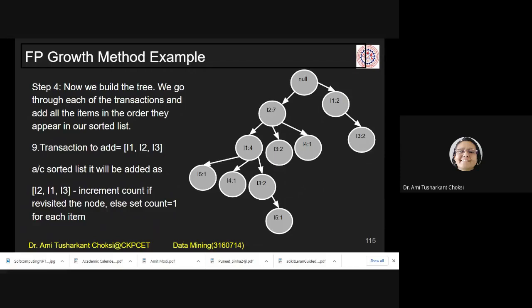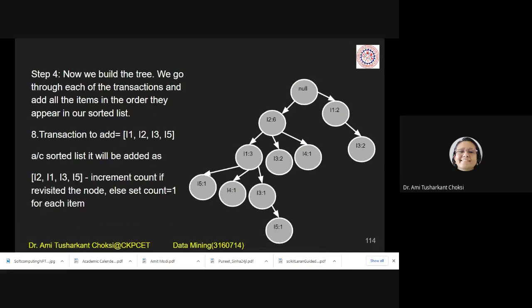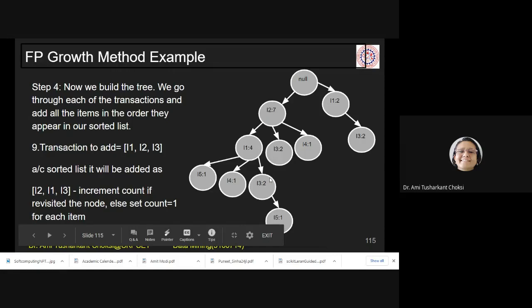Next transaction is I1, I2, I3, but according to the sorted list, it is I2, I1, I3. So let's see from this. Null. I2 incremented. Then I1 incremented. I3, yes, this path is also there. So let us increment that, right? In the previous tree, it was having 1. So now in this tree, it is having 2. Fine.